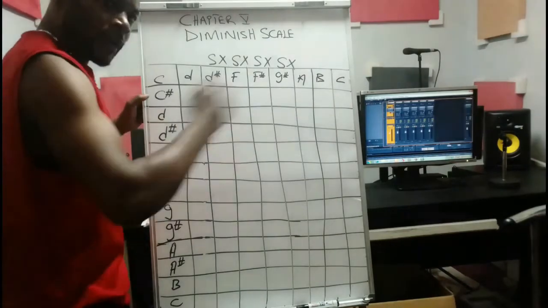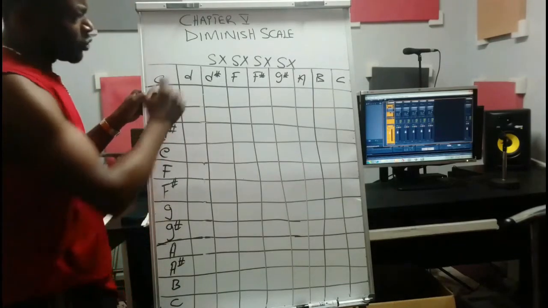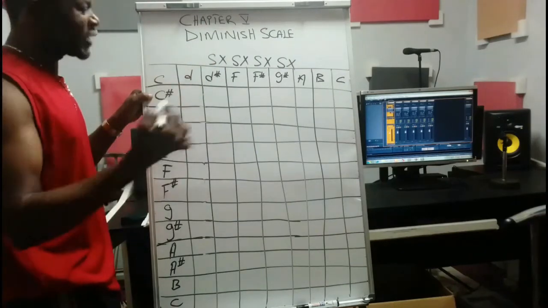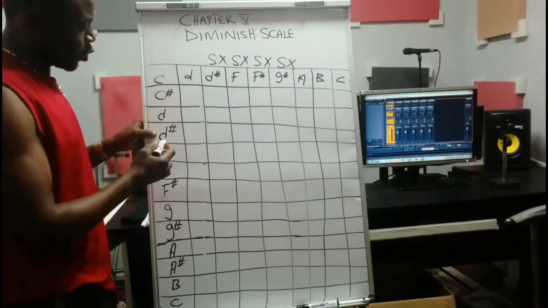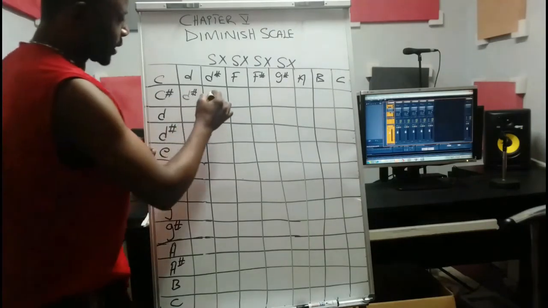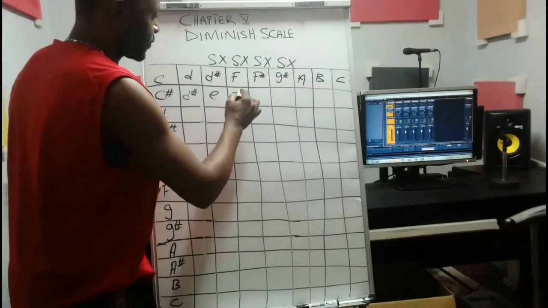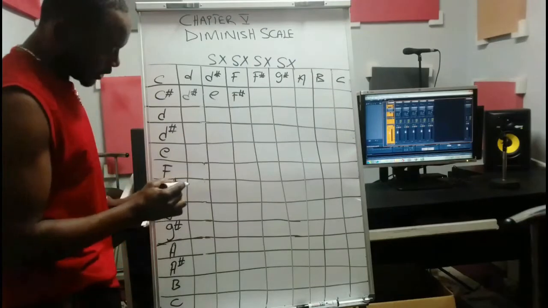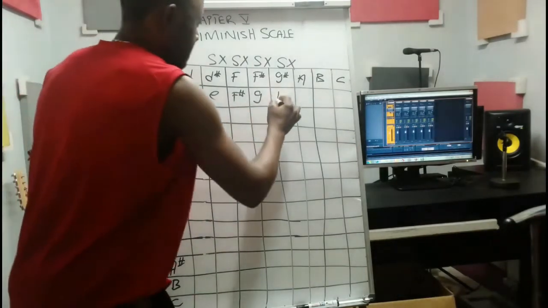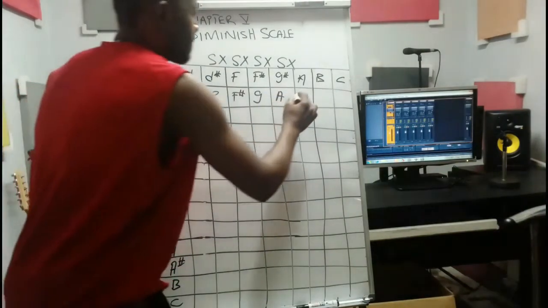Okay, so now let's do the second. What's the second? We are on C sharp. What do we do according to the formula? The first letter of the formula says we skip. So if we skip C sharp, we go to D sharp. Next we don't skip, we get to E. Next we skip, we go to F sharp. Next we don't skip, we go to G. Next we skip, we go to A. Next we don't skip, we go to A sharp.